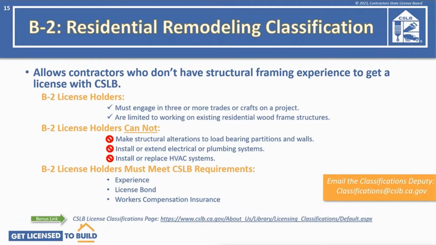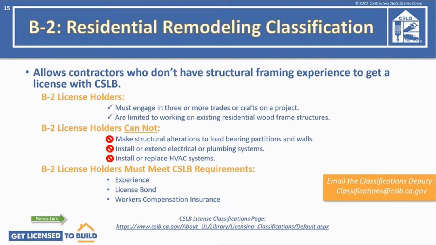CSLB's newest license classification is called the B2 Residential Remodeling Classification. The B2 allows contractors who don't have structural framing experience to get a license with CSLB. Here's what interested applicants need to know. B2 license holders must engage in 3 or more trades or crafts on a residential project. B2 licenses also are limited to working on existing residential wood frame structures.